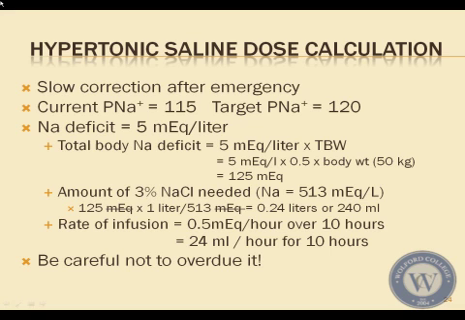If you look at the amount in 3% normal saline, it contains 513 milliequivalents per liter. When you convert it out, 125 milliequivalents times 1 liter divided by 513 milliequivalents gives you the volume that you need, which is about 0.24 liters or 240 cc's. So what you do in this situation is you infuse this so as not to exceed 0.5 milliequivalents per liter per hour over 10 hours. So you give about 24 cc's per hour for 10 hours, and that actually will reverse the problem. Okay, that's another way of dealing with it over time.